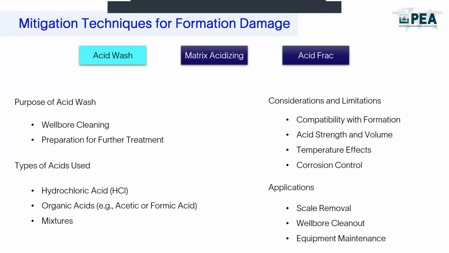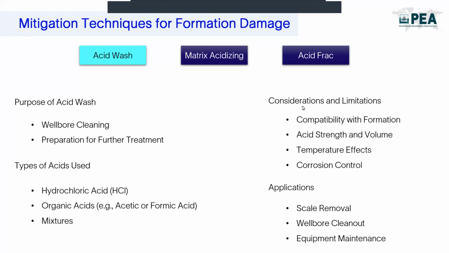There are some other acids like acetic acid and formic acid. These are sometimes used as alternatives to the HCl, exactly when a less aggressive acid is needed, or when the formation is really sensitive to strong acid, we use this kind of organic acid. Sometimes we have mixtures of HCl with other acids or additives used to target specific types of deposits and to enhance the reaction.